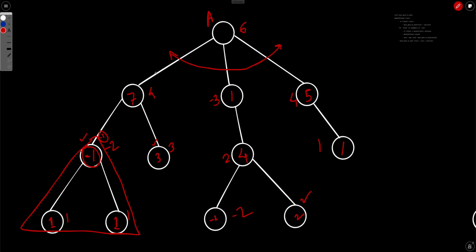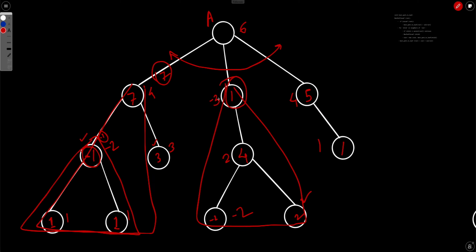Why maximum? Because this 7, basically you can convert this entire subtree into a single node with a value 7, right? Similarly, you can convert this entire subtree into a single node with value 1, and this entire subtree into a single node with value 5. So what is the maximum across 7, 1 and 5? 7. So 7 plus 6, 13. 13 is the maximum value for this node.